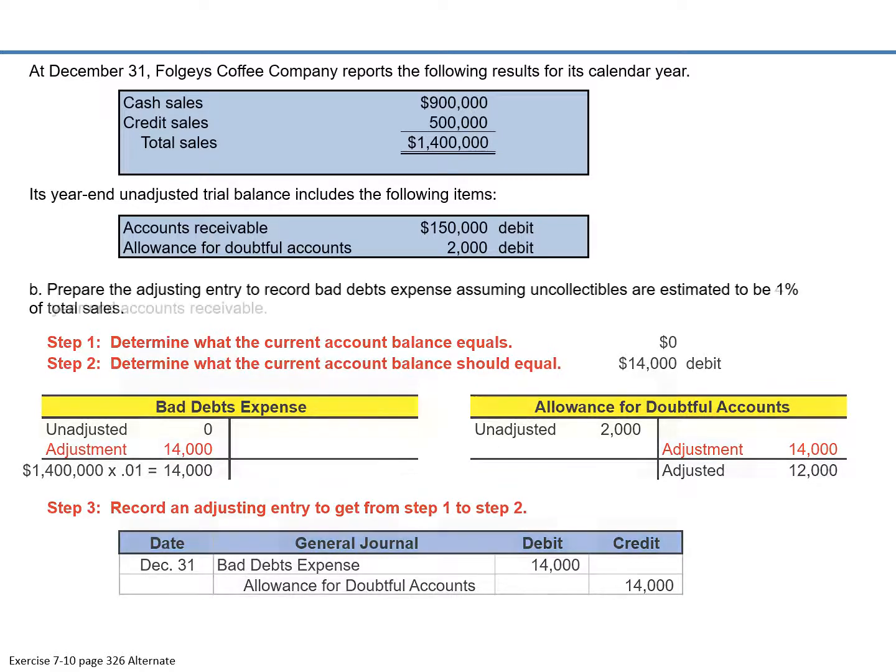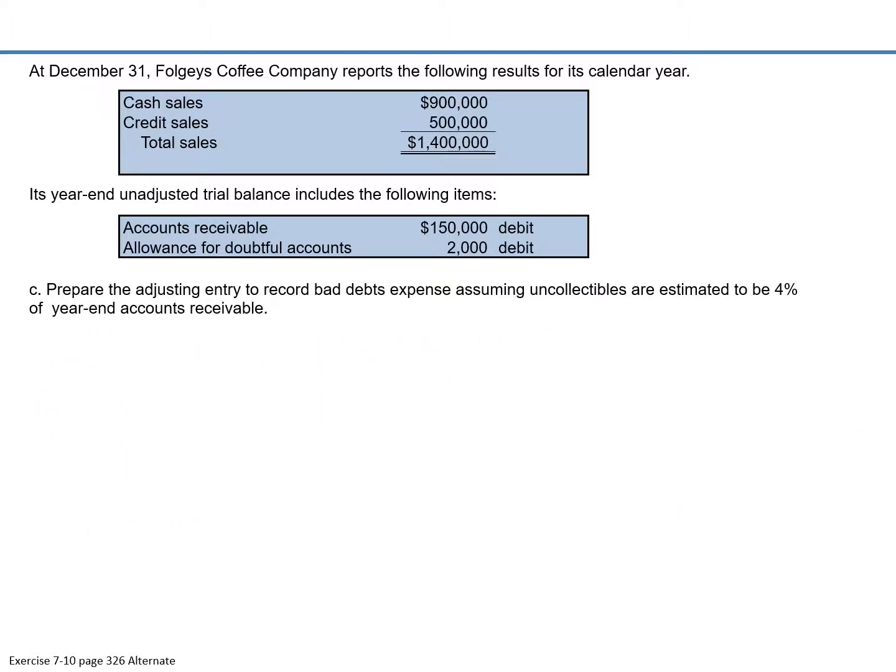All right. Letter C, why don't you take a minute and try to figure this one out? So this time they want us to estimate the bad debt expense, assuming it's 4% of the year-end accounts receivable.